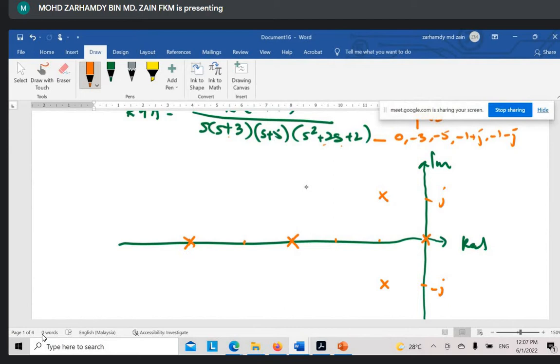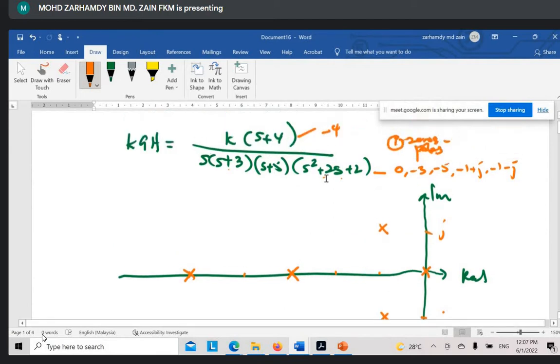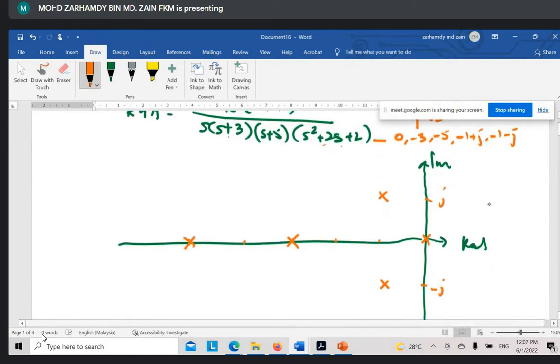Okay. So another one, we have the zero located at -4. So our symbol for zero is a circle, or zero.